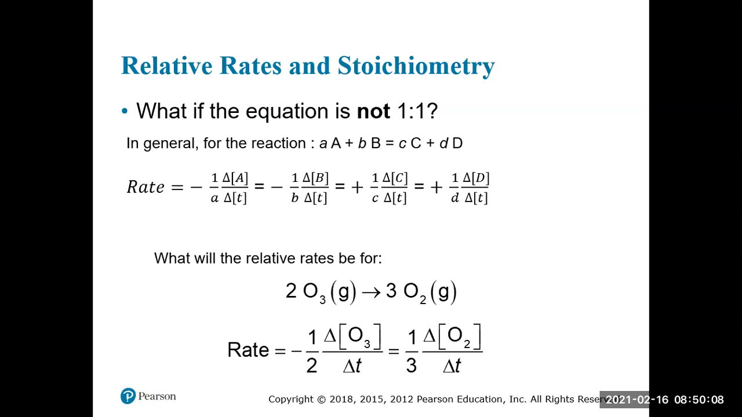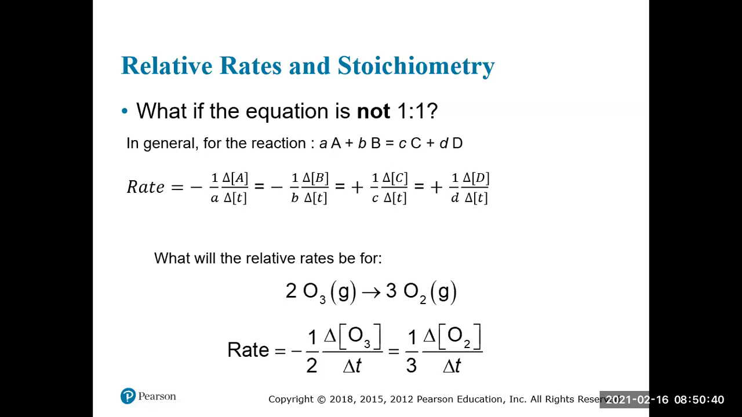So in that case, our reaction stoichiometry was 1 to 1. In other words, we knew that for every mole of butyl chloride that was being used up, 1 mole of the butanol was being formed. So what if it's not a 1 to 1? Let's take a look at this general equation here of aA plus bB equals cC plus dD, where the lowercase letters represent the stoichiometry of the equation.